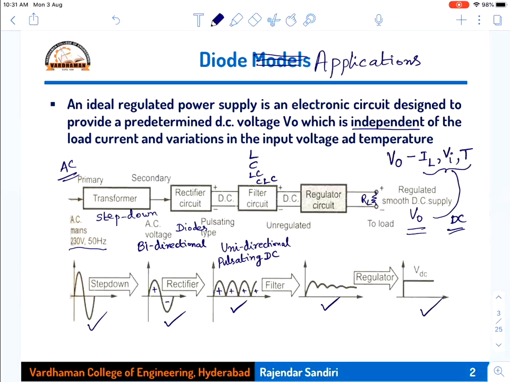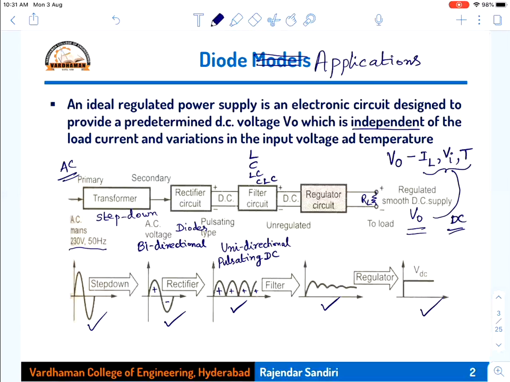What are the different types of transformers? Step down transformer particularly we'll take, and we'll see some transformation ratios and so on. Then we'll see the different types of rectifiers and so on. Then filters, there are 4 types of filters, but we'll see only one type, the capacitor filter, in detail, and we'll see how that capacitor filter is eliminating the ripples present in the output of the rectifier circuit. Then we'll see in the regulator, Zener diode.